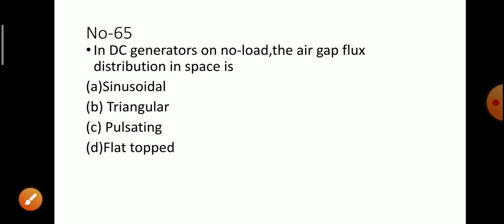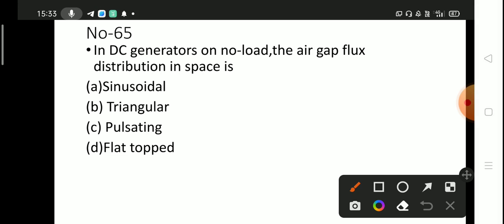Number 65. In a DC generator on no load, the air gap flux distribution in space is: A, sinusoidal; B, triangular; C, pulsating; D, flat topped. The answer is D, flat topped.